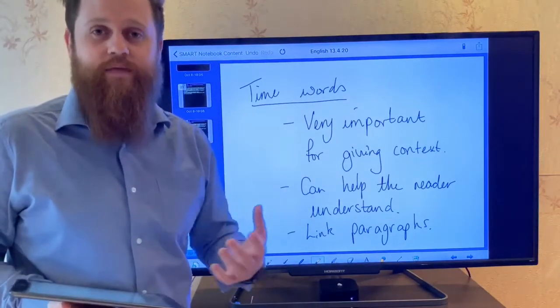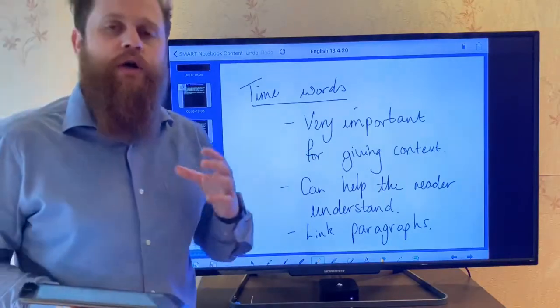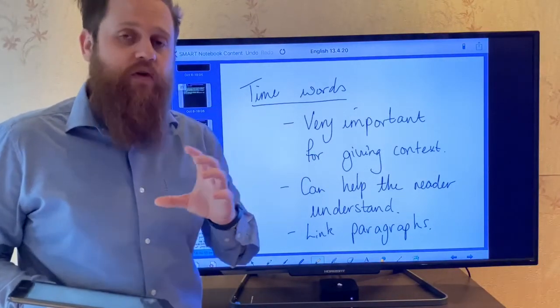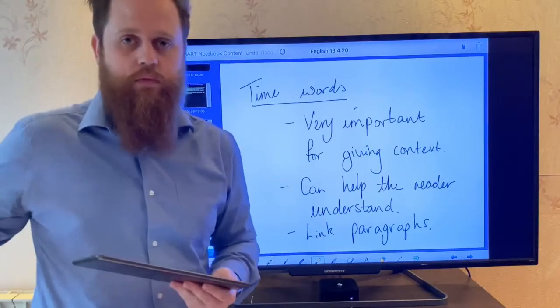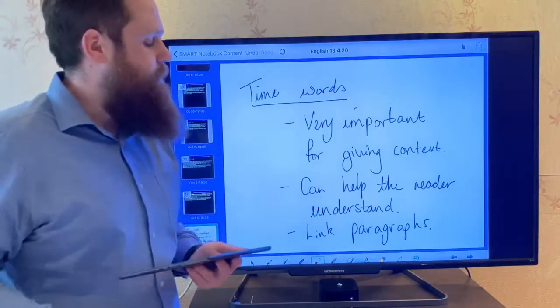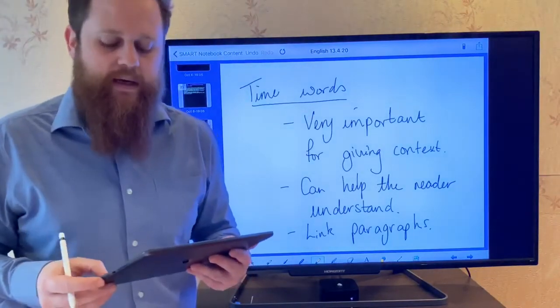Now, as we come further down into our chronological reports, you'll need to make sure that you're using a variety of different time connectives. Again, if you're ever struggling to think of one, use the internet. Try and find your own ones that suit your writing. Okay, let's move on to the next part here now.